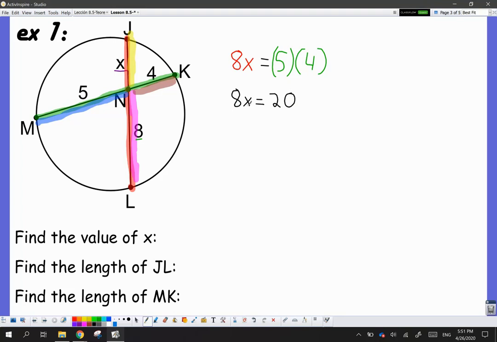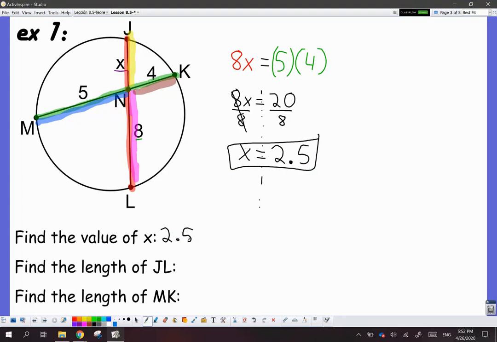Since I'm trying to find the x and get x by itself, to cancel out 8, I'm going to divide by 8. I'm going to do that on both sides. So 8 divided by 8 cancels out. That gives me 1, and so I'm left with x by itself. 20 divided by 8, plug that in your calculator and you get 2.5. So x is equal to 2.5.